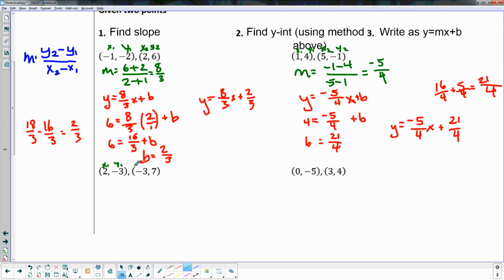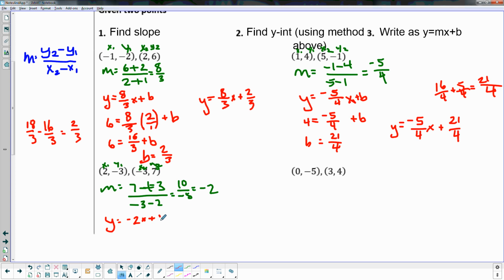X1, Y1, X2, Y2, and let's find our slope. 7 minus a -3, and -3 minus 2. 7 minus a -3 turns into 7 plus 3, which is 10. -3 minus 2 is -5. Oh, there's one that's okay. 10 over -5 is -2. So my slope is -2 on this one. That's not bad. Should be able to work with that.